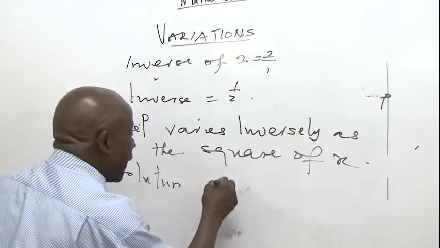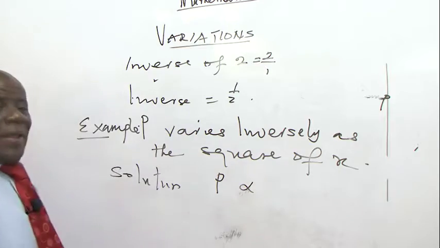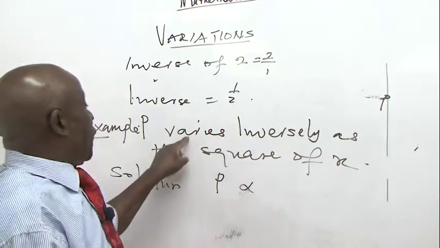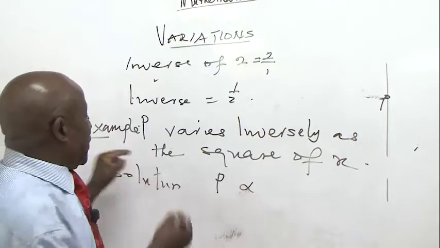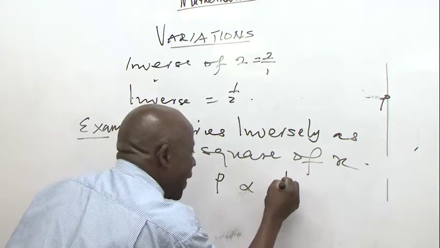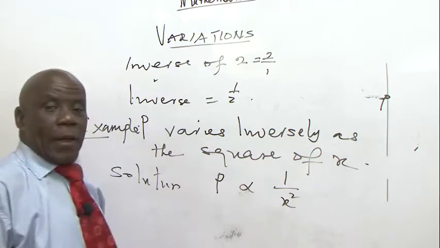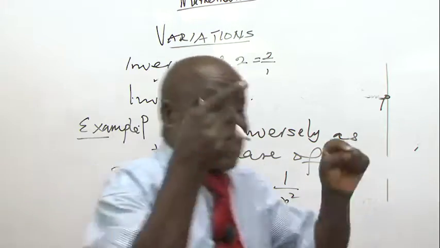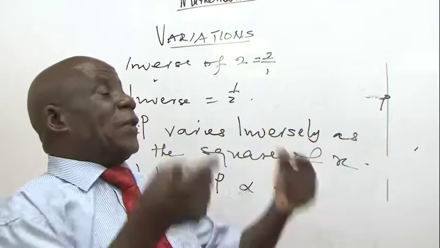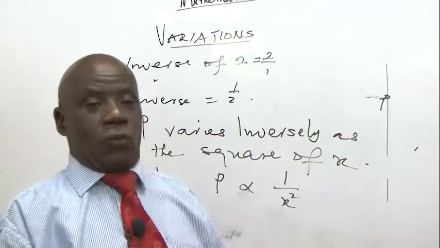P is a variable. It varies. I told you, inverse means 1 over. This one varies inversely as the square of x. That is 1 over x squared. If it varies inversely as x, it is 1 over x. If it varies inversely as the square root, it is 1 over square root.